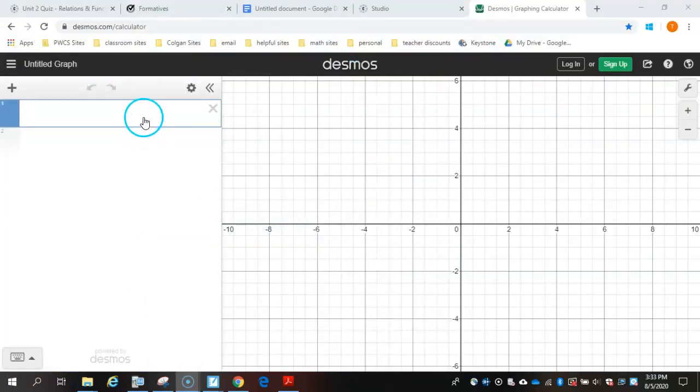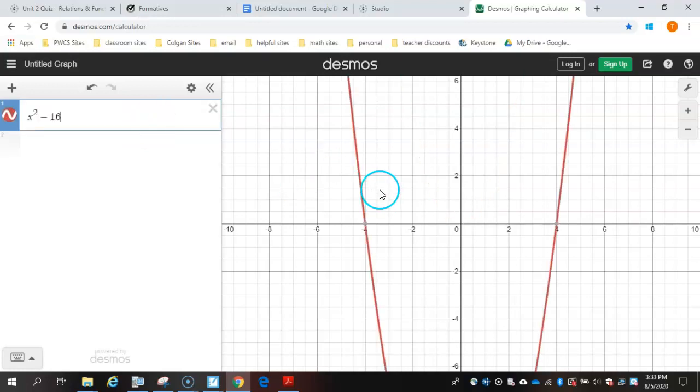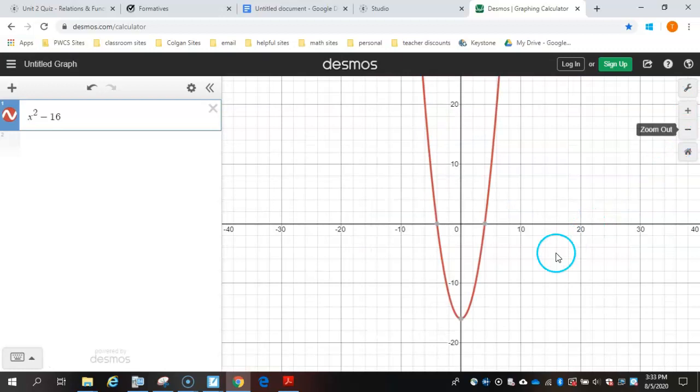So I'm on Desmos, and I'm just going to go ahead to my first line and type in x squared minus 16. Notice that it graphs it for you. And I'm going to go ahead and zoom out so I can see everything. And what's nice about Desmos is that I can click on the points that are x and y intercepts, and it will tell me those points for me without me doing much work on the calculator or Desmos or anything. So -4, 0, 4, 0, 0, -16. And done.